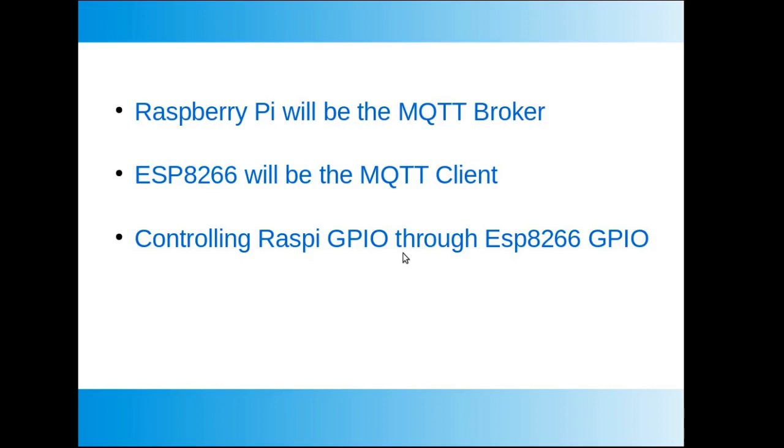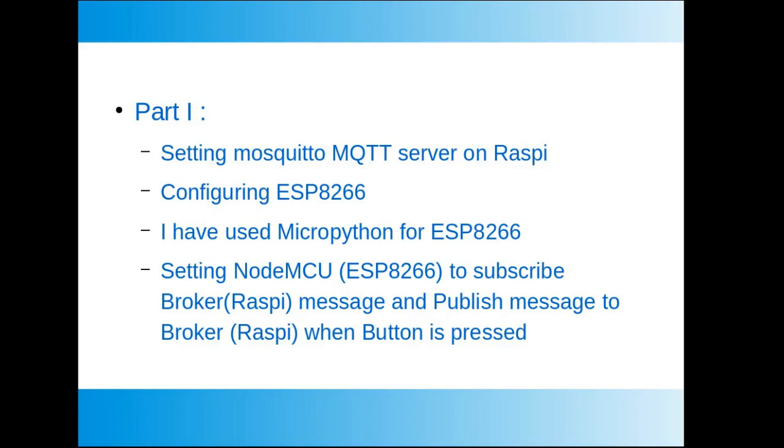In this example, I'm using the Raspberry Pi as the MQTT broker, and as the MQTT client I'm using the ESP8266. Through this MQTT protocol, I can control the Raspberry Pi GPIOs over my ESP8266. Similarly, I can control the ESP8266 GPIOs over my Raspberry Pi, or even Android, any clients. Through clients I can control. So I'm just dividing this into two parts, part 1 and part 2.